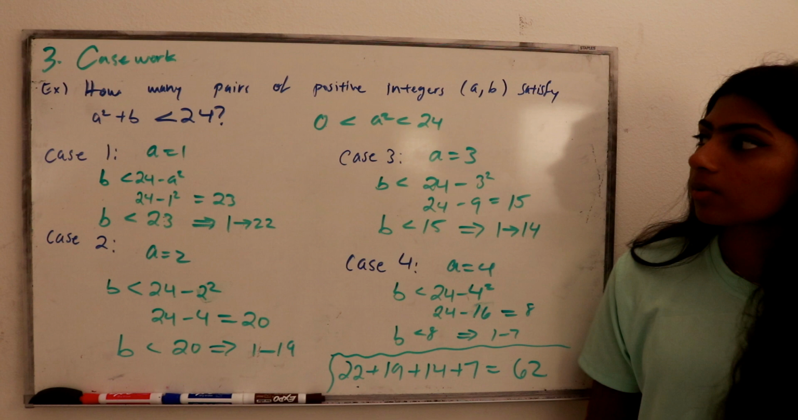And finally, what we're going to do is add all the options. So since we had 22 options here, plus 19 options here, plus 14 options here, and finally plus 7 options here, which gives us 62 total options.